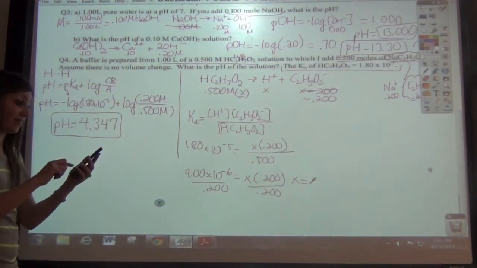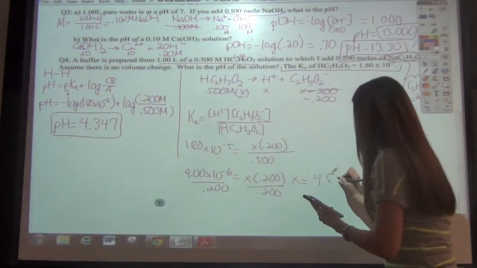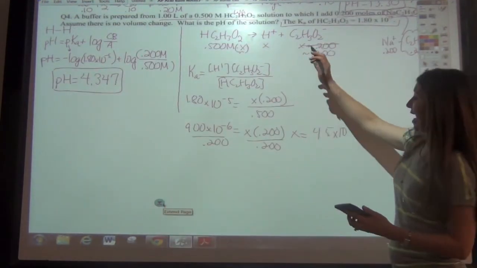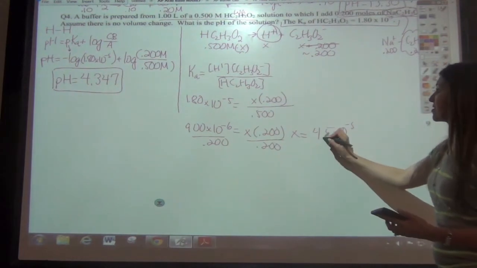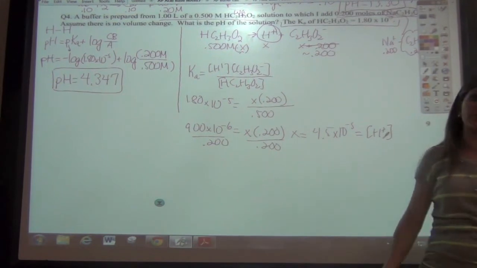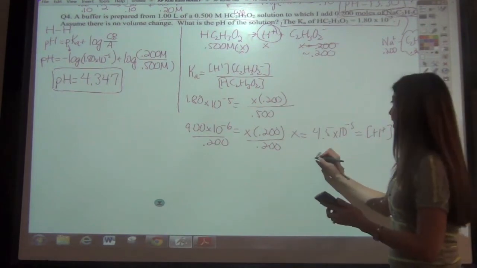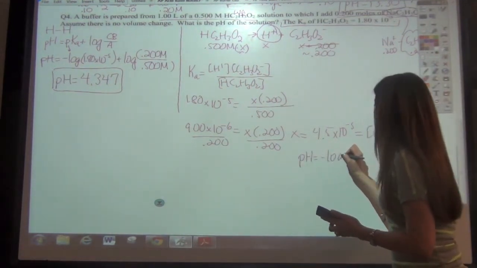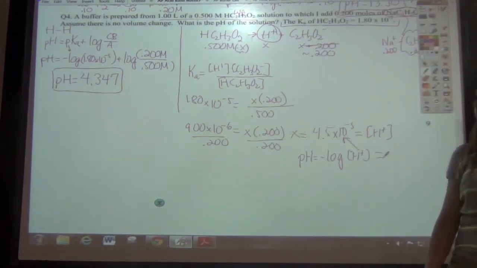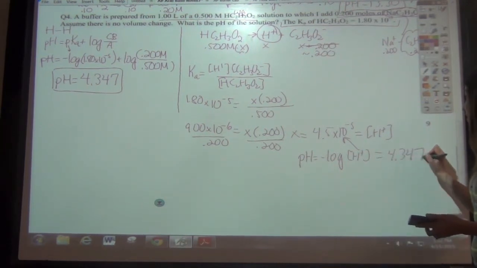How much longer is this taking? A lot, right? Divided by 0.2, and we get 4.5 times 10 to the negative 5th. Well, that's equal to X. And I know that X is my H plus. So this is equal to X, but it's also equal to my H plus. So what do I need to do in order to get pH? Negative log your answer, and guess what you get? pH equals the negative log of my H plus, which is what I just found right there. And what do you get? 4.347. Did you get the exact same answer?